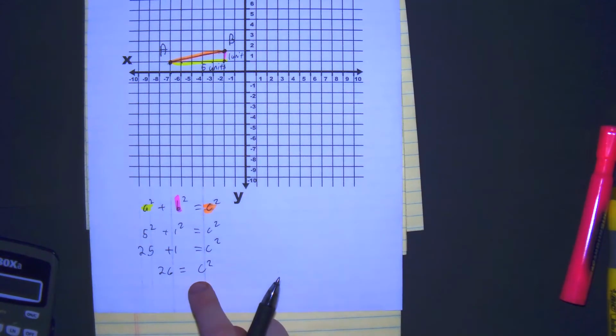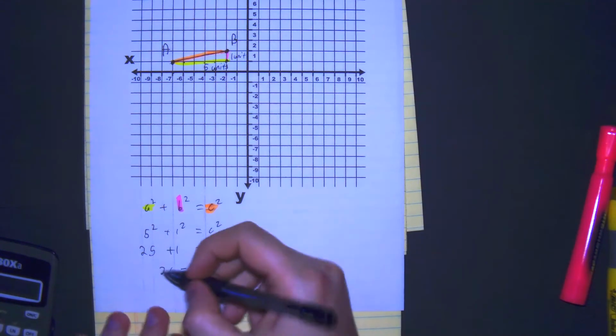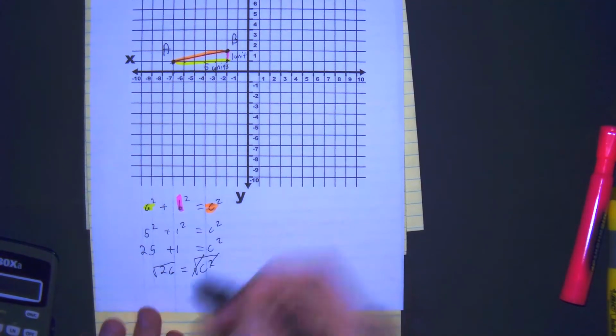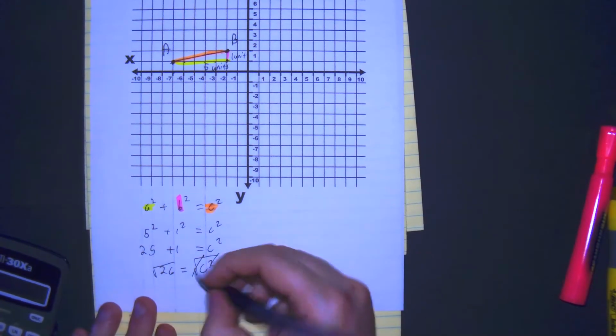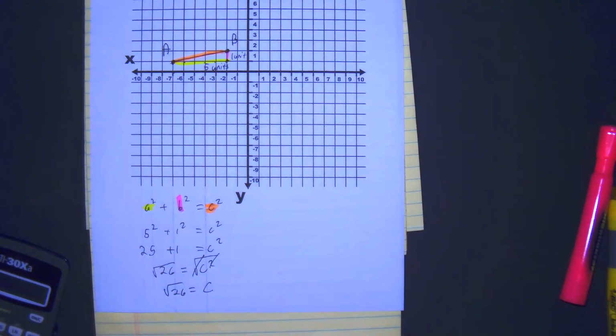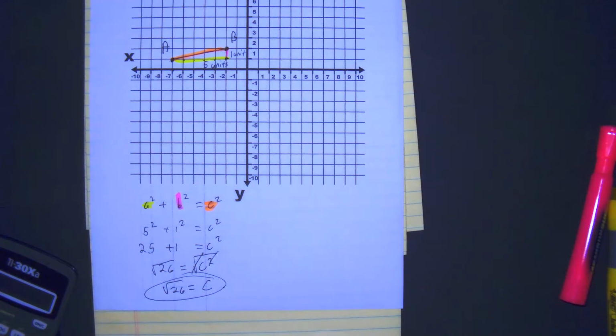We have to get c by itself because we want to get that slanted distance. So the inverse of a square is a square root. Square root both sides. This cancels, that cancels. We're left with c is equal to the square root of 26. We can say the square root of 26 is an exact answer.